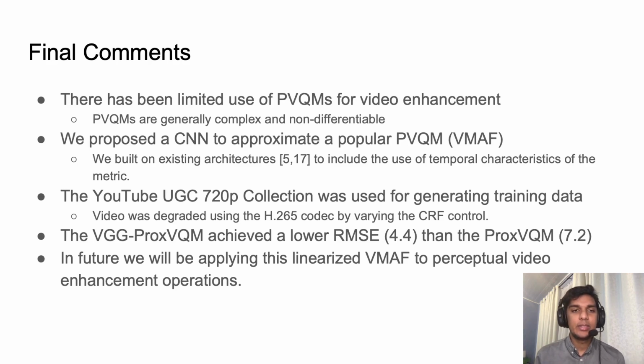The YouTube UGC 720p collection was used for generating training data. The video was degraded using the H.265 codec by varying the CRF control. The VGG ProxVQM network achieved a lower root mean squared error. And also in future, we'll be applying this linearized VMAF to perceptual video enhancement operations.